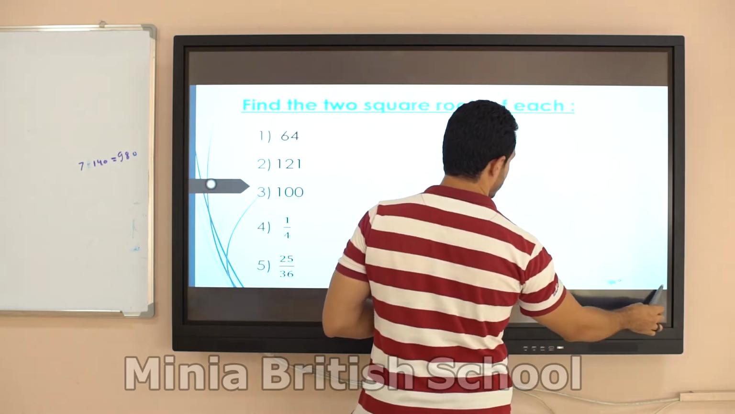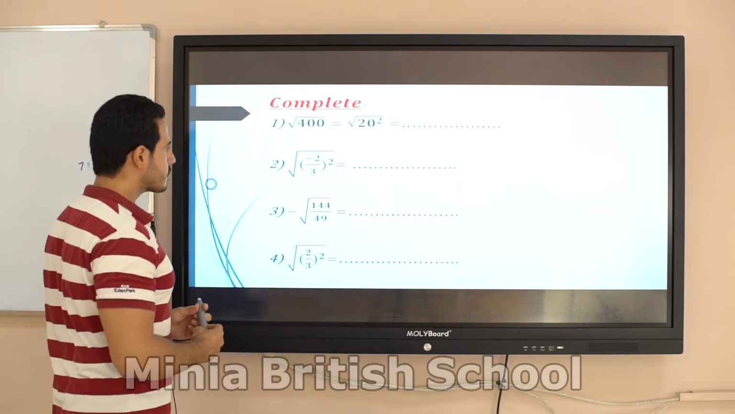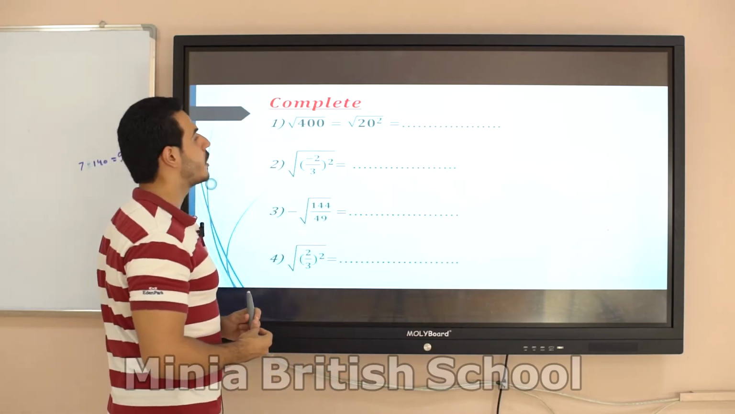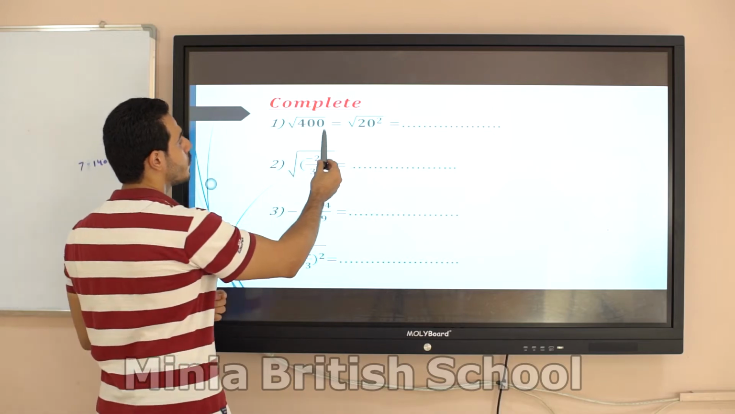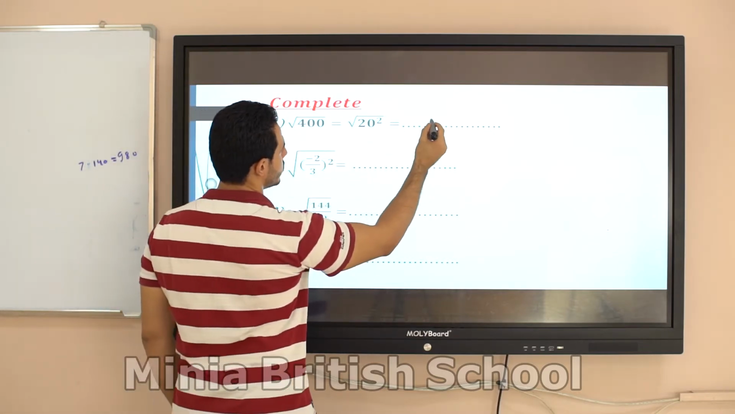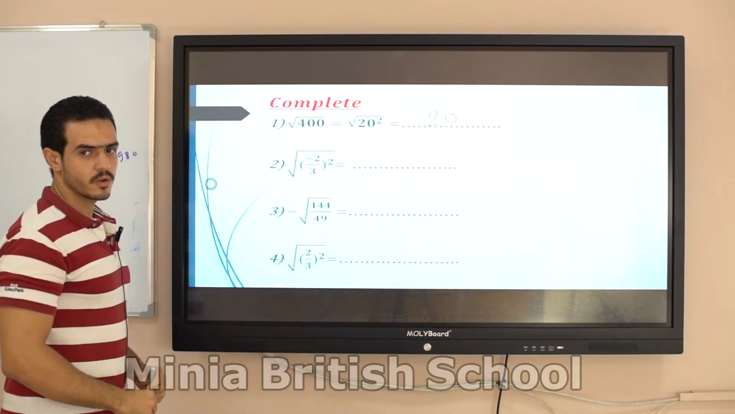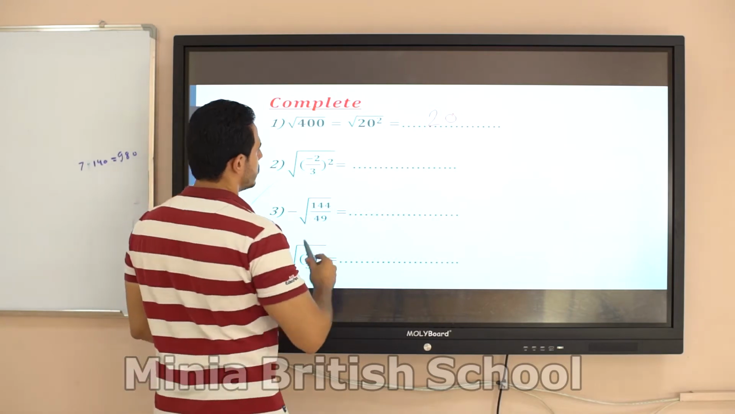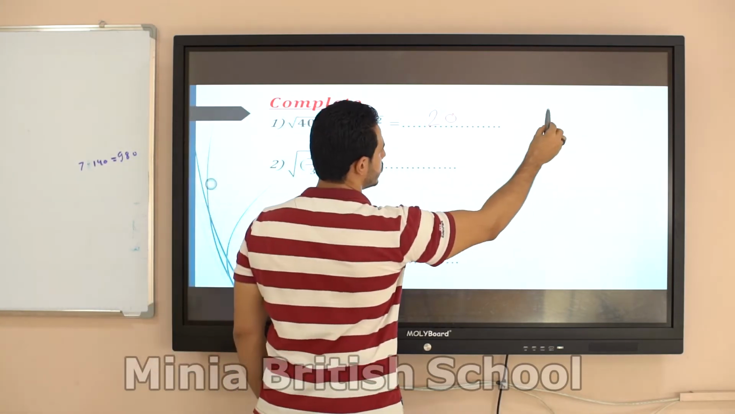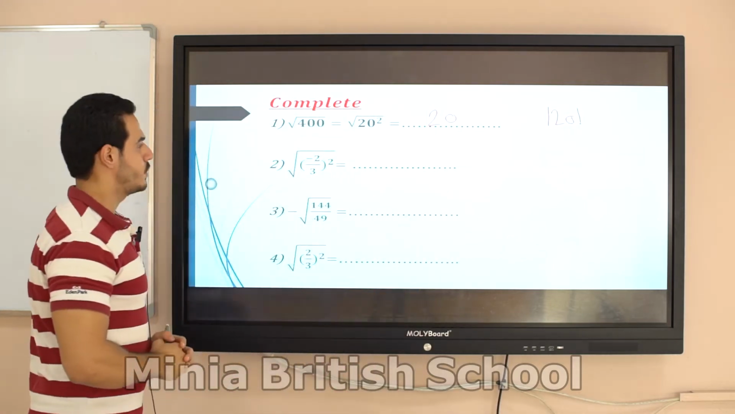Okay, let's solve this exercise. Complete. Square root of 400. 400 equals 20 power 2. So square root of 20 power 2 is 20. Okay? Because square root cancels power 2, and it will be absolute value of 20, which is equal to 20.